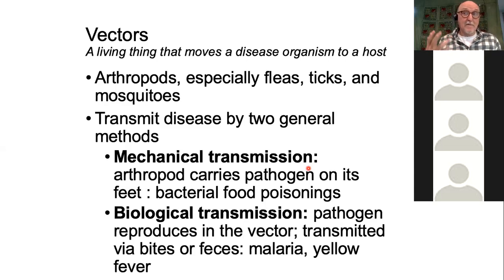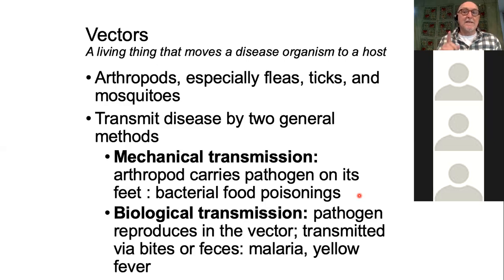And there is, in addition to foodborne diseases and things like that, gut diseases that could be transported by mechanical transmission. In tropical areas, there are some parasitic diseases which are also mechanically transmitted, especially eye diseases, which occur in tropical regions. By far the most important vector transmission, however, is biological transmission.